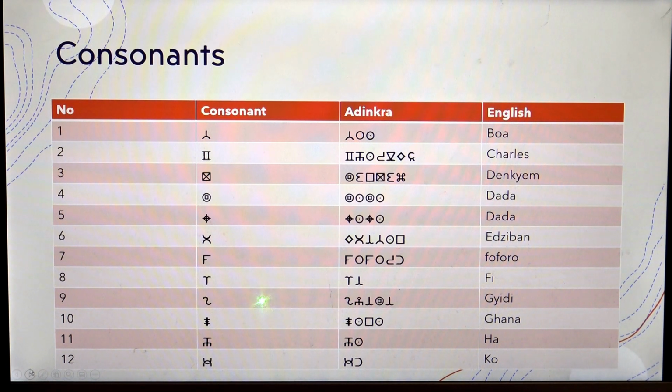And then the ga. So as in the name Ghana, we spell it GHA. The GH actually is the ga character, ga. So Ghana. And then below that we have the H character, as in ha, here. And then K, as in example ko, which is go.